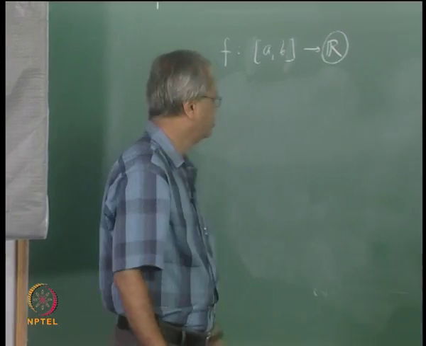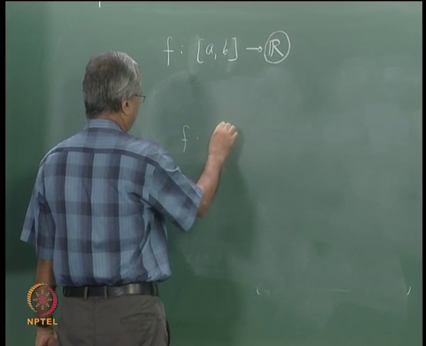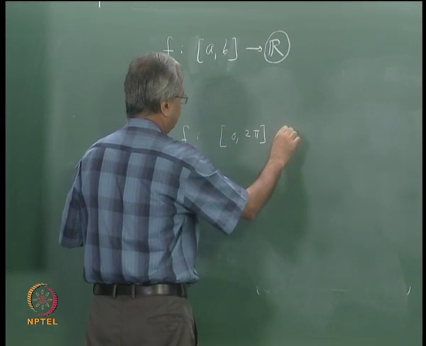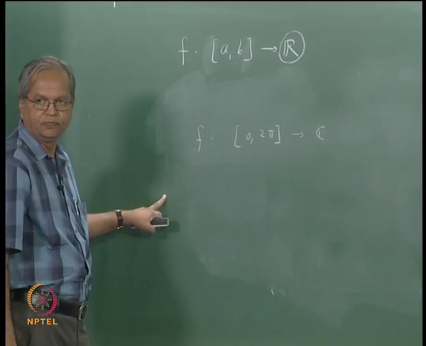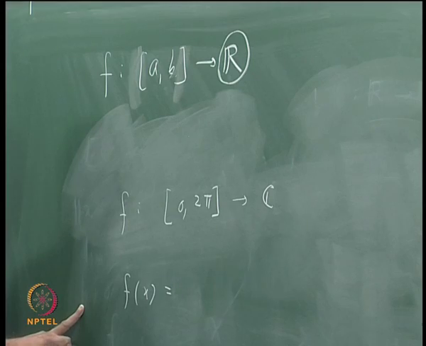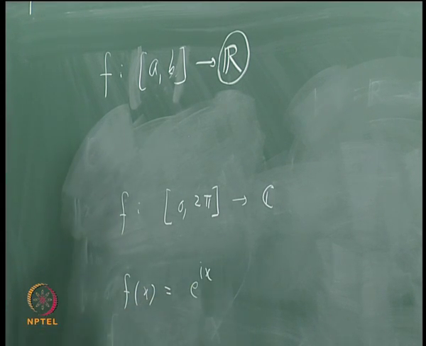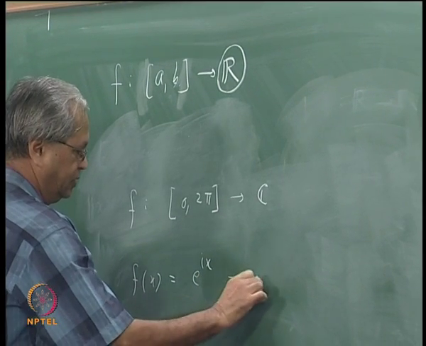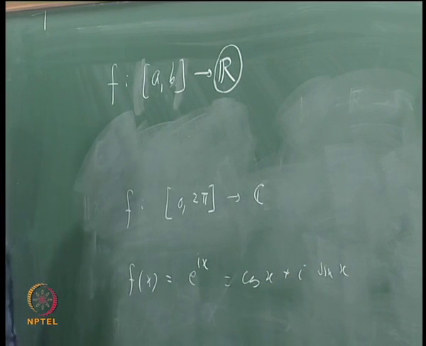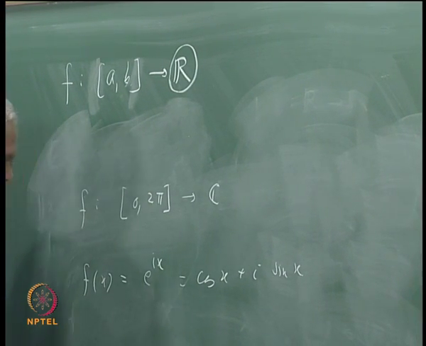All right. So let us look at this function. I will take the interval as 0 to 2 pi, and define f of x as e to the power i x, or if you want to write in the usual form, cos x plus i times sin x.